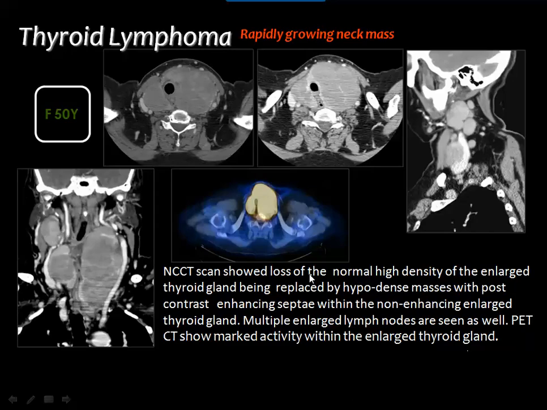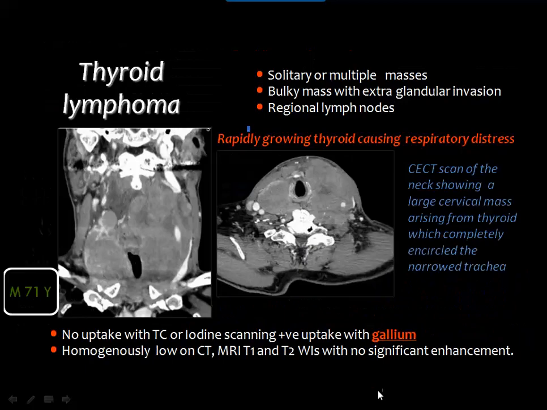Then if you use the PET scan, you will see severe uptake in the malignant mass. One of the supportive features is the presence of bulky cervical lymph nodes in the neck together with the thyroid mass, which supports the diagnosis of lymphoma. Then the presence of solitary or multiple masses in the thyroid gland, and the presence of bulky extraglandular invasion and regional lymphadenopathy may be helpful, but the final diagnosis is through the biopsy, the needle biopsy.